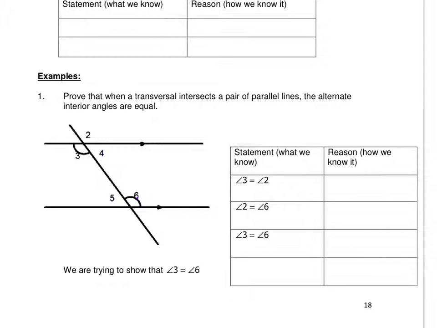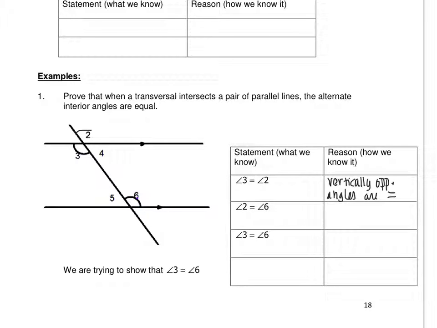The statement that's given to you first is angle 3 equals angle 2. The reason why we know that that's true is one of the building blocks we talked about, which is that the vertically opposite angles are always equal. So we'll just write vertically opposite, I'm just going to abbreviate that, angles are equal. And then 2 equals 6.